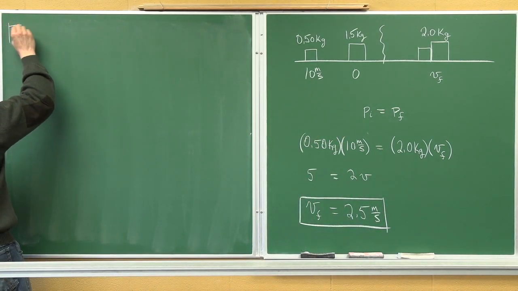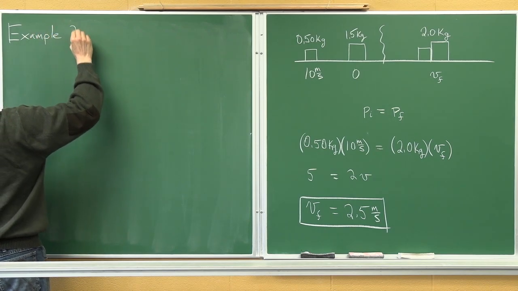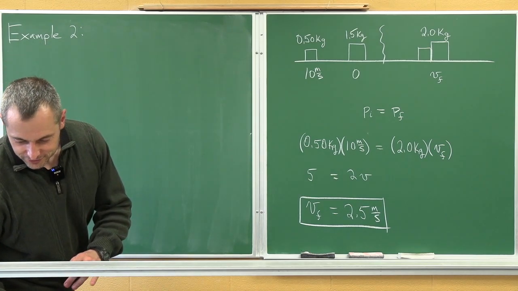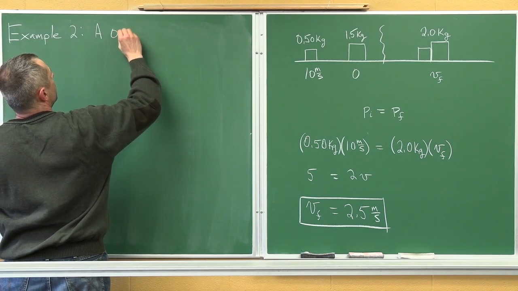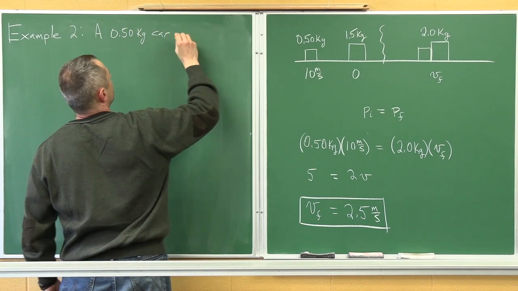I forgot to label the other one, example 1. I hope you forgive me for that mistake. Probably don't have a choice, but okay. So let's say we've got the same 0.5 kilogram car.